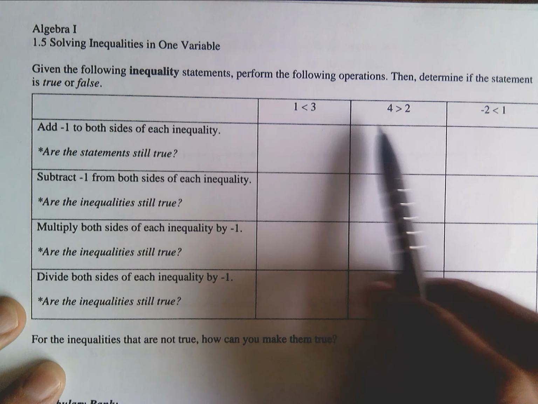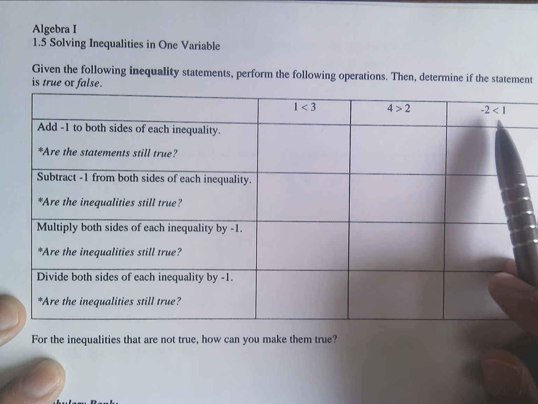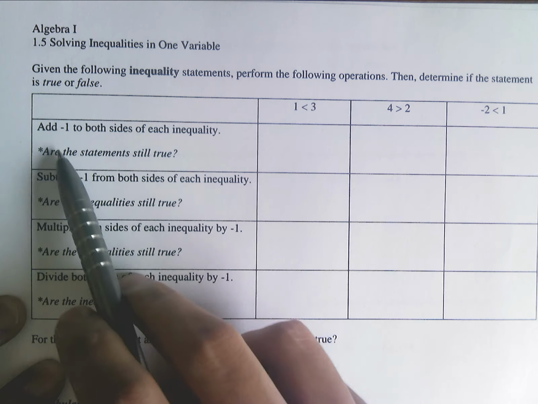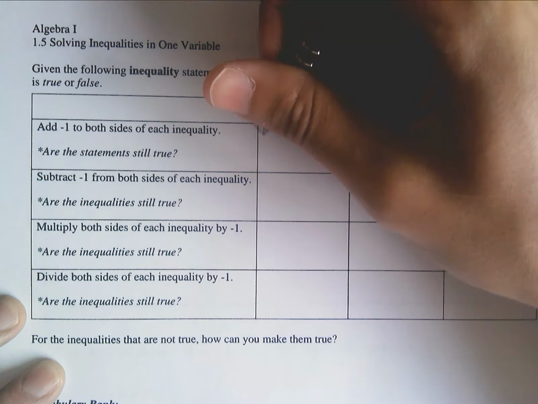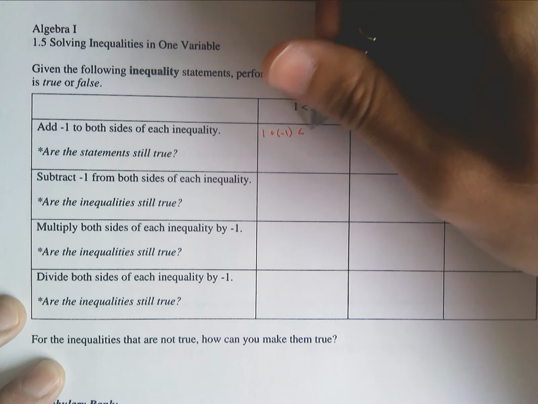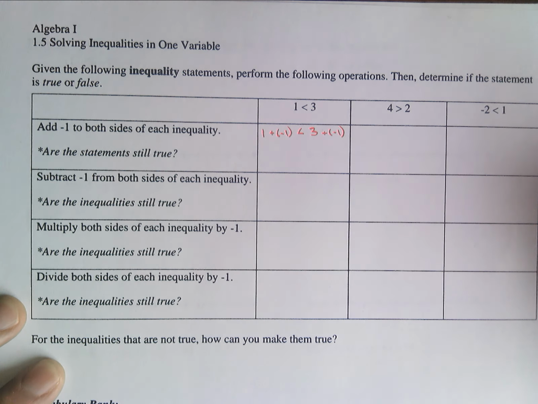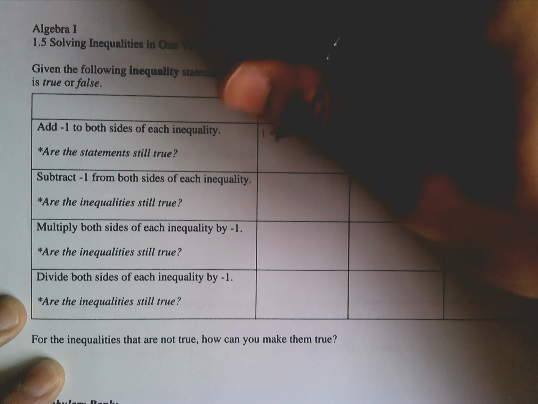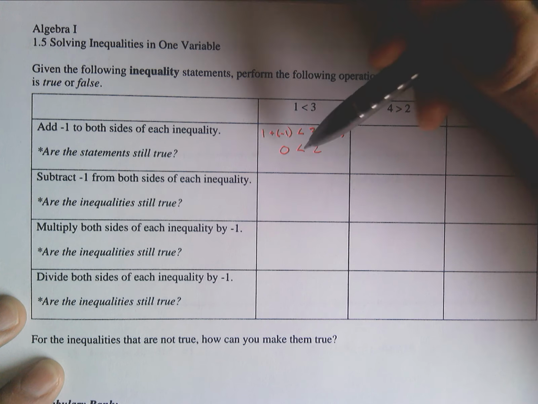Here I consider three cases. 1 is less than 3, 4 is greater than 2, and negative 2 is less than 1. Let's go ahead and add negative 1 to both sides of the inequality to see if it's still true. So on the left-hand side, we have 1 plus negative 1, less than, and on the right-hand side, 3 plus negative 1. Let's evaluate both sides. 1 plus negative 1 is 0. Bring down our less than. 3 plus negative 1, we have positive 2. Now, is this still true? Is 0 less than 2? That is true.